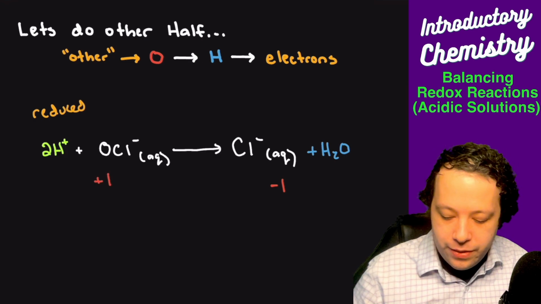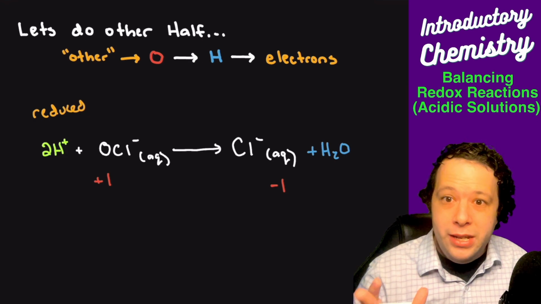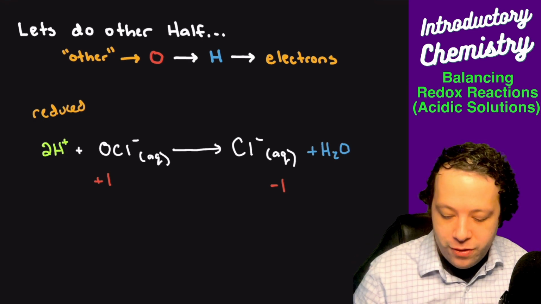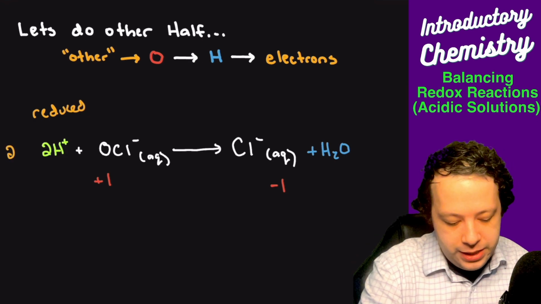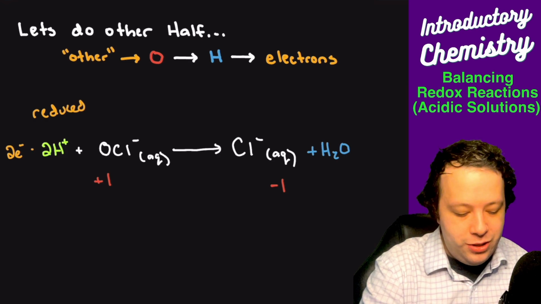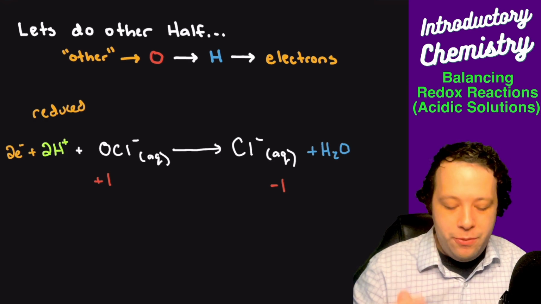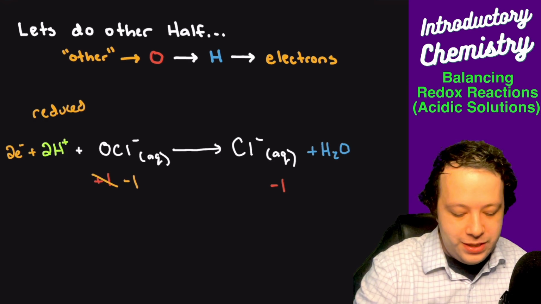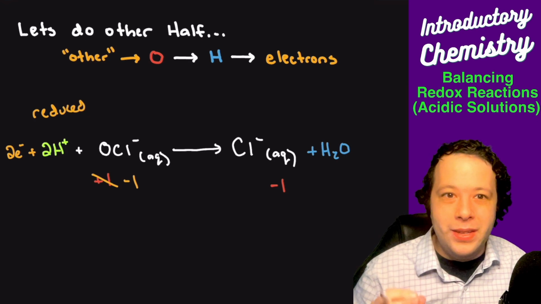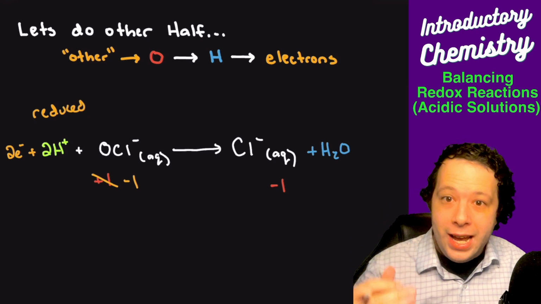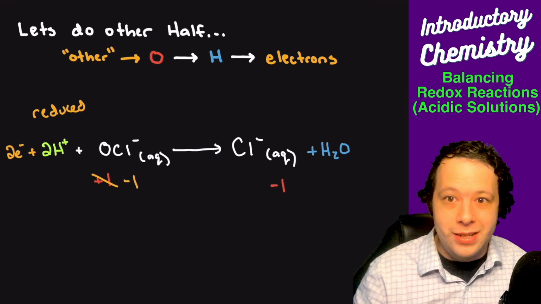So how do I get them to be equal? I need to add my electrons. The only way to do that is to add 2 electrons to the left-hand side. That will now make this entire left side -1 as well. So this will be our half reaction for the reduction side of the problem.